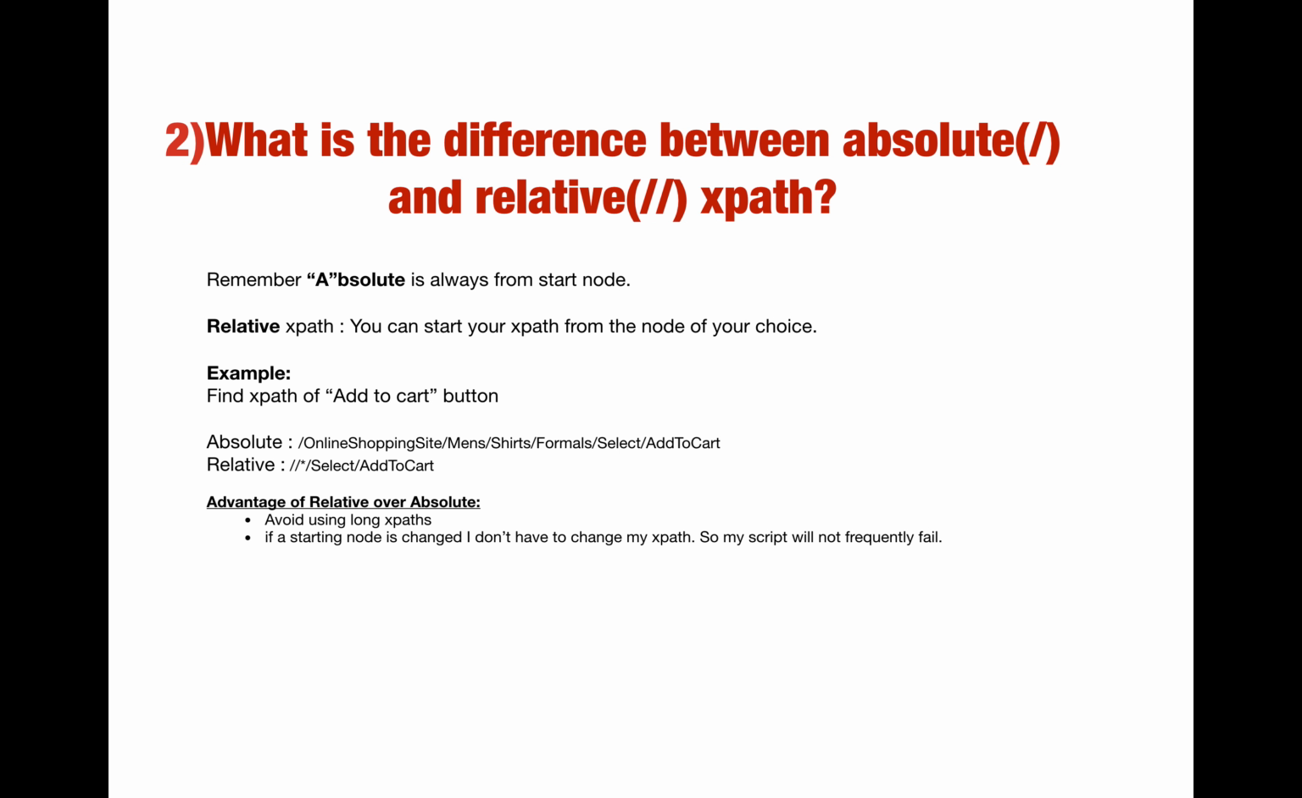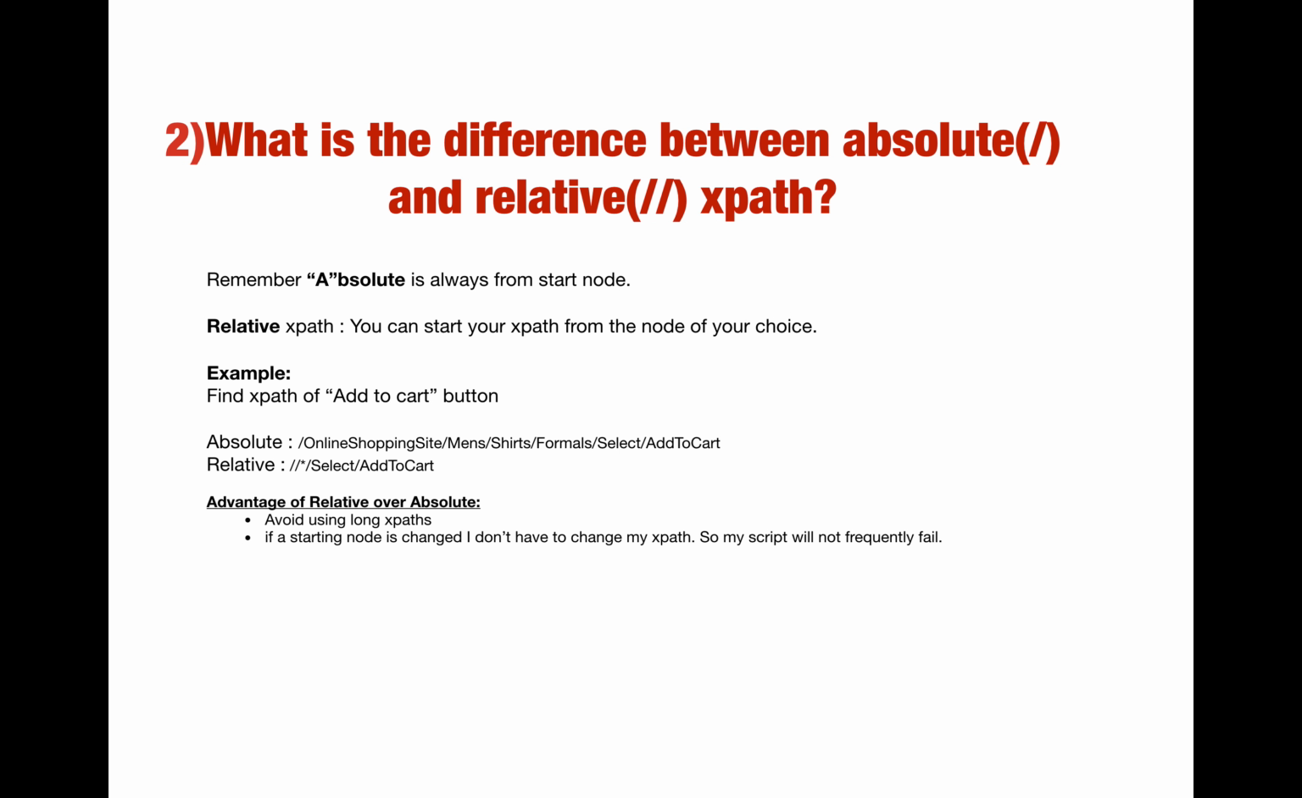Relative, I always try to come up with my own customized relative paths in my application, because absolute paths are always very long. And the main disadvantage of using absolute path is, for example, there are some UI changes, and suddenly they don't want the subsection of formals after shirts. They just removed it and put all casuals and formal shirts in one place for the person to choose.